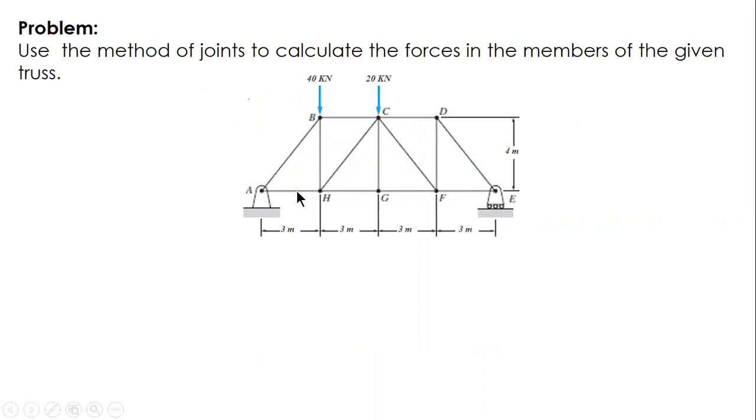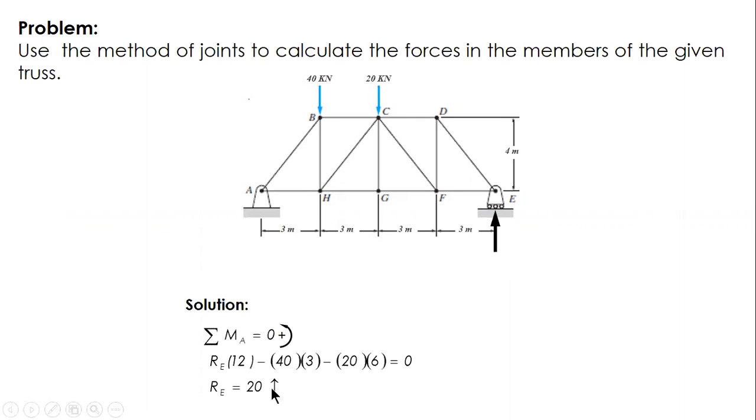So, let's solve a simple problem. Use the method of joints to calculate the forces in the members of the given truss. Now, the first thing you have to do is solve for the reactions. We start with the reaction at E. So you sum up moment at A, and we have this 20. And then sum up force vertical to solve for RA, and we have 40.